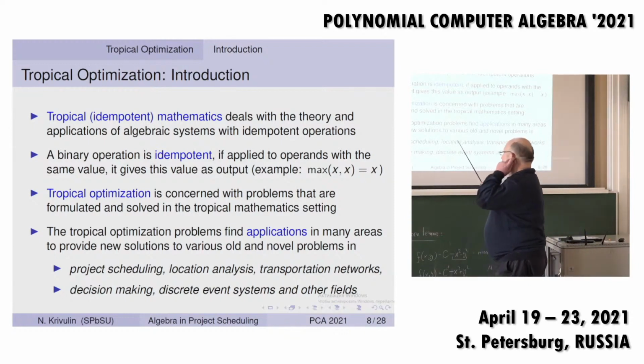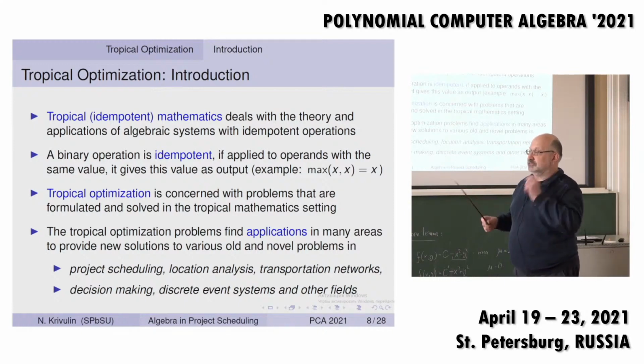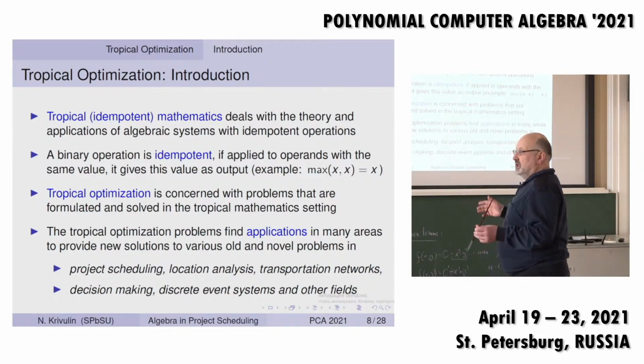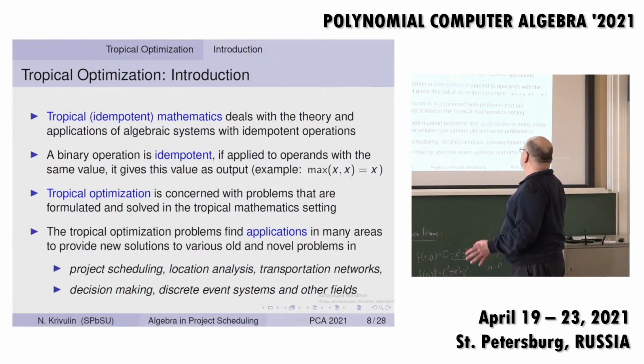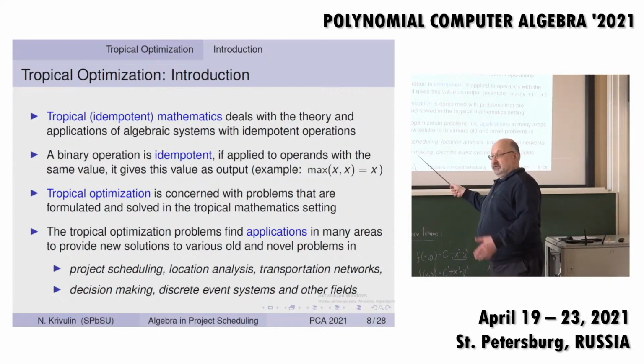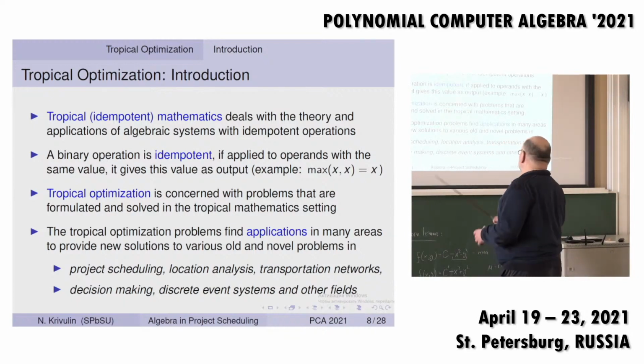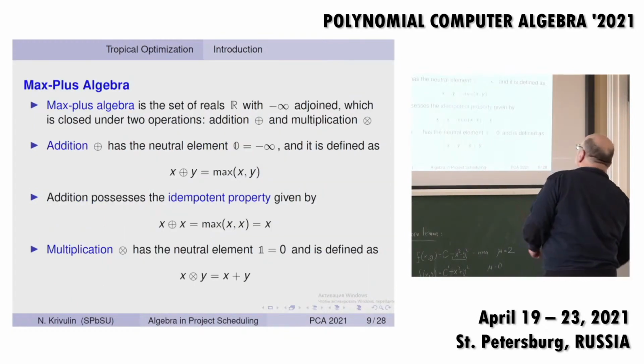Today there are many applications of tropical optimization known in the literature, but historically the first applications came from project scheduling. There are applications in the area of location analysis, location problems. There are classical applications in the area of transportation networks. There is a new area of applications in decision-making problems, and some other applications.